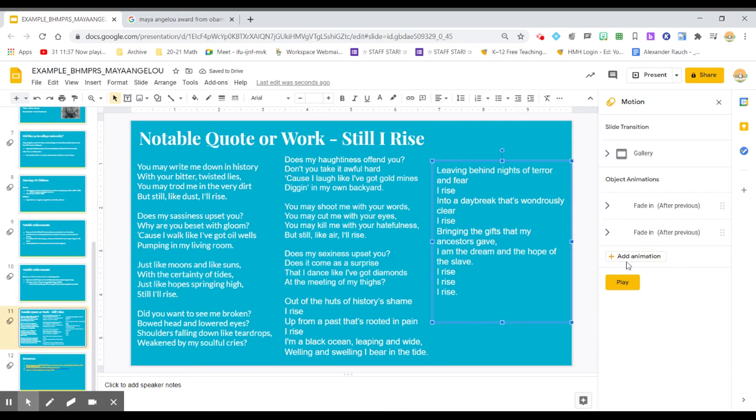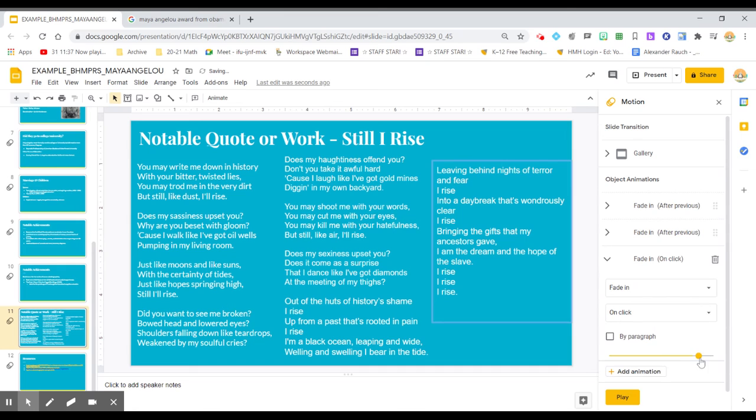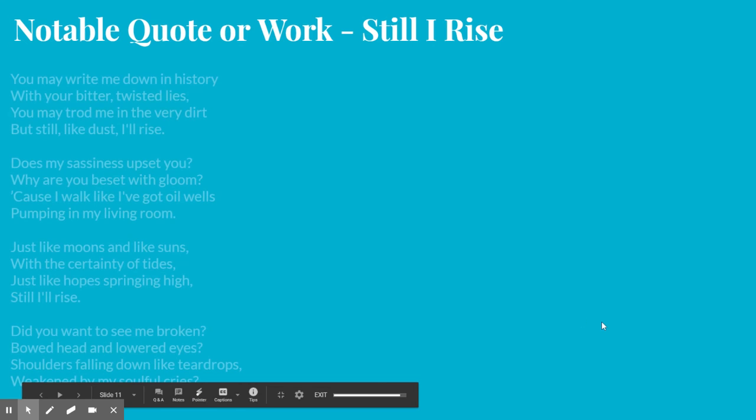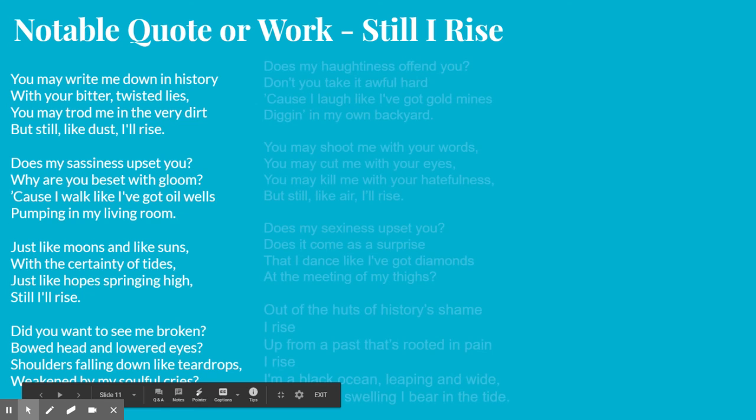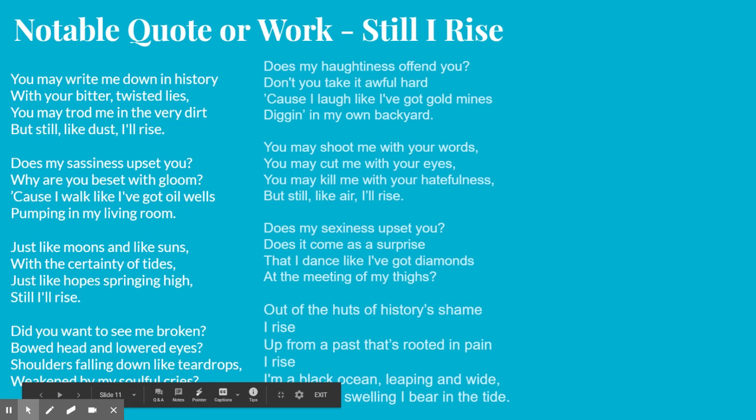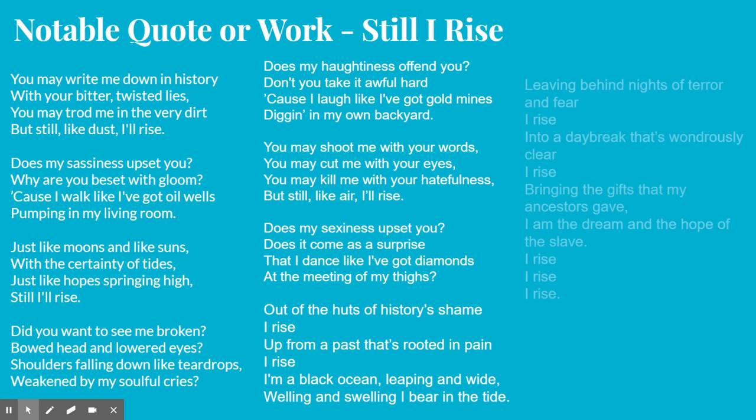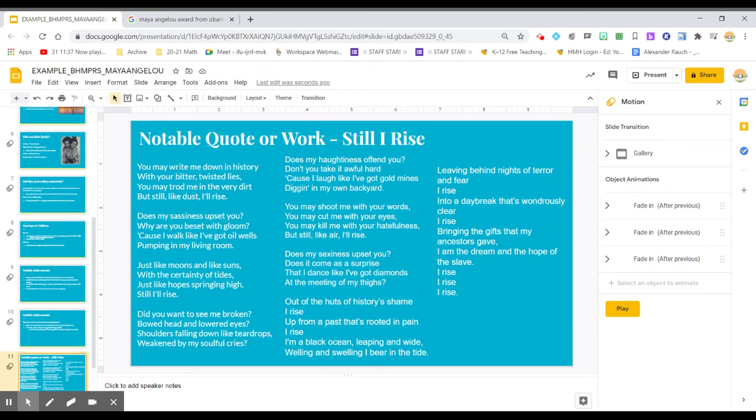Same with this one. I'm going to super slow this one down, and instead of on click, after previous. And the reason why I'm wanting to do that is because now when I present this slide, we have this first one coming in as you're reading it, and the other 2 will start to come up, right? So it gives me this kind of waterfall across. And I think that looks really nice, right? Especially because it's such a long piece of work.